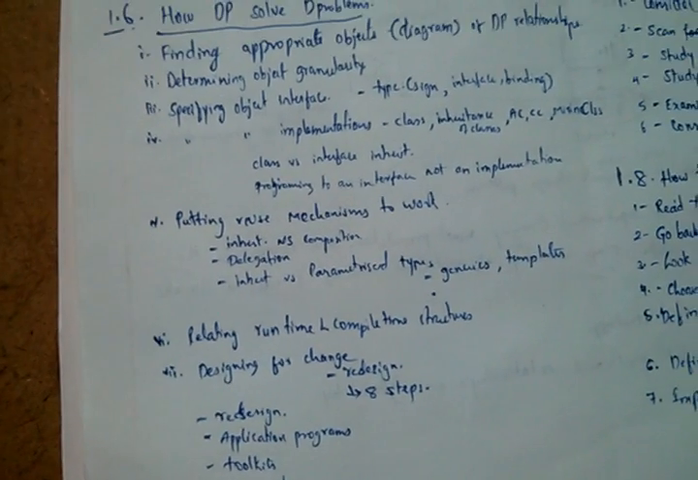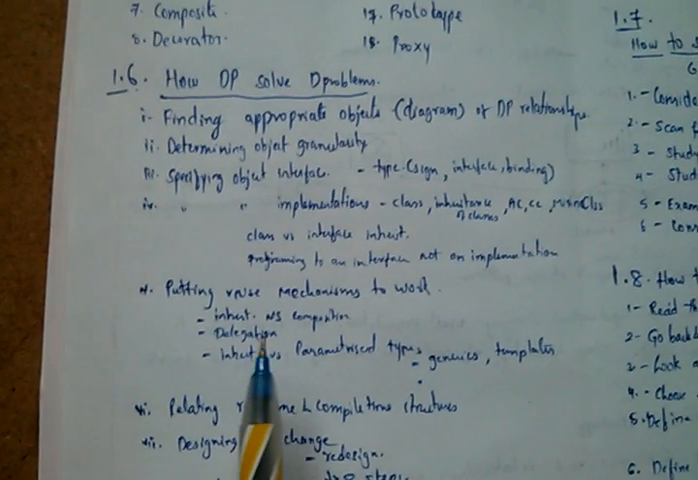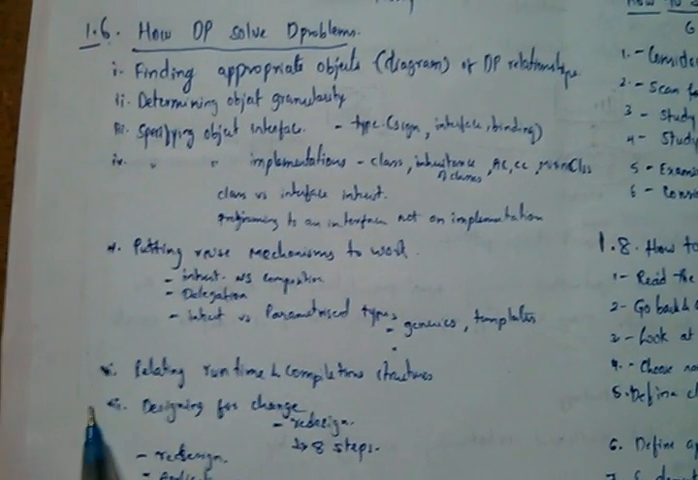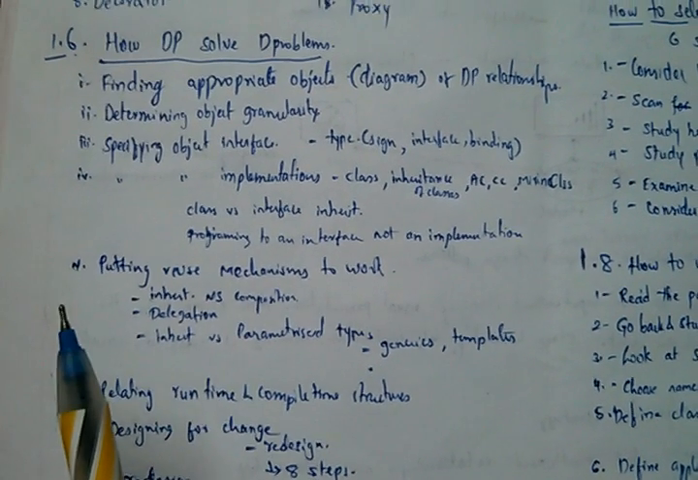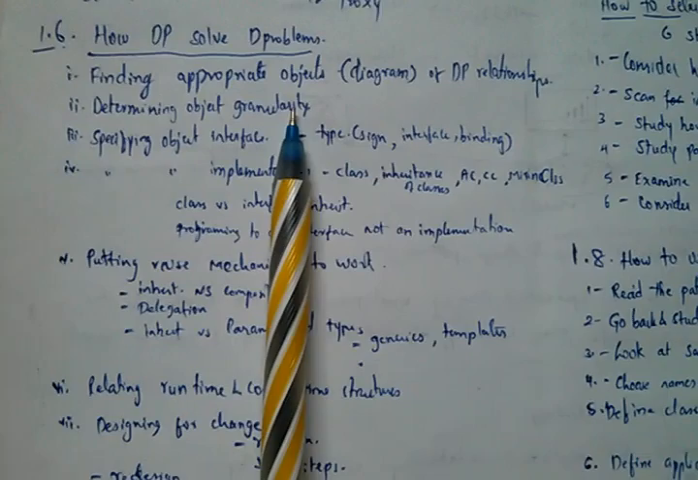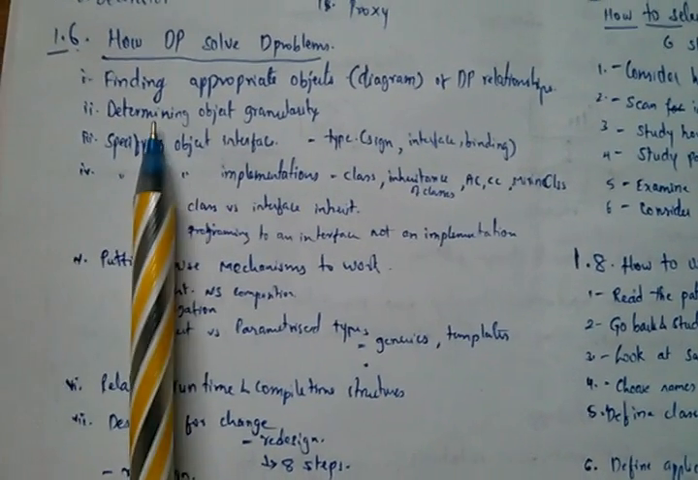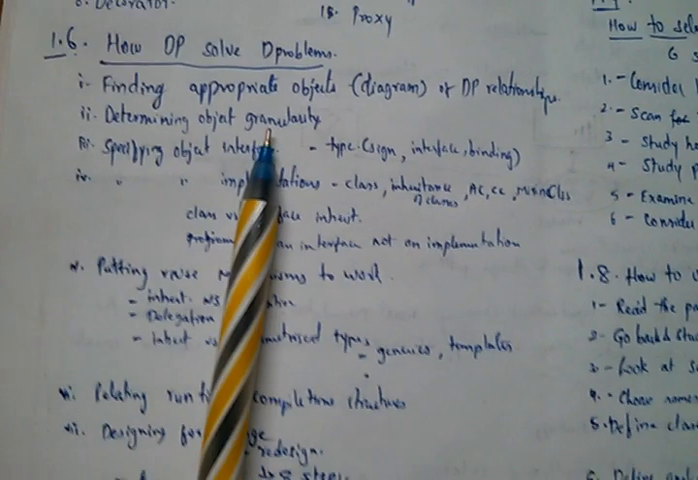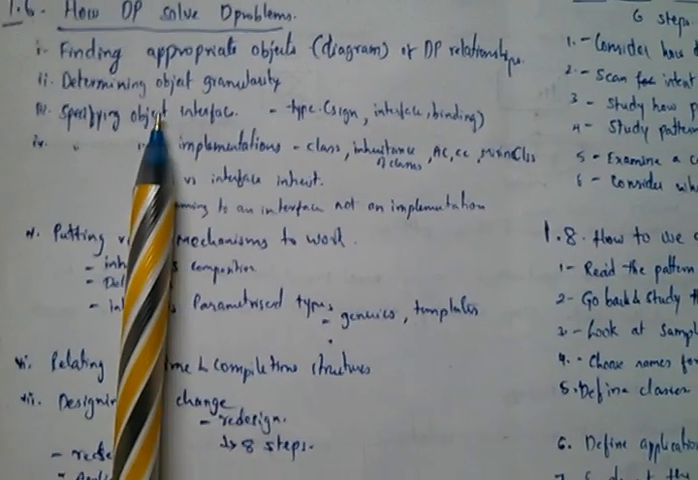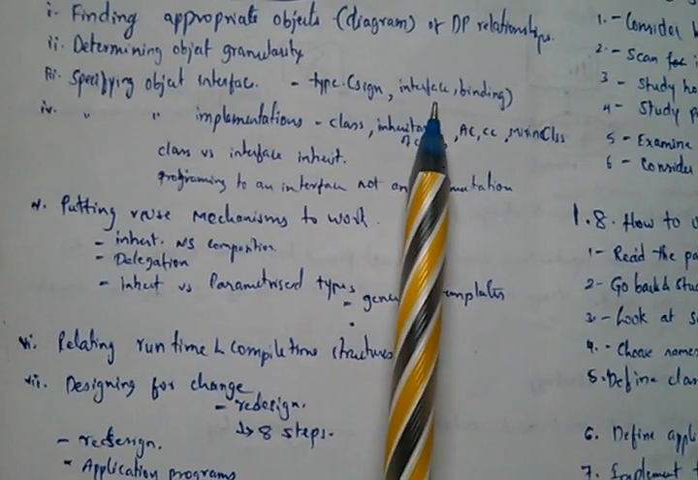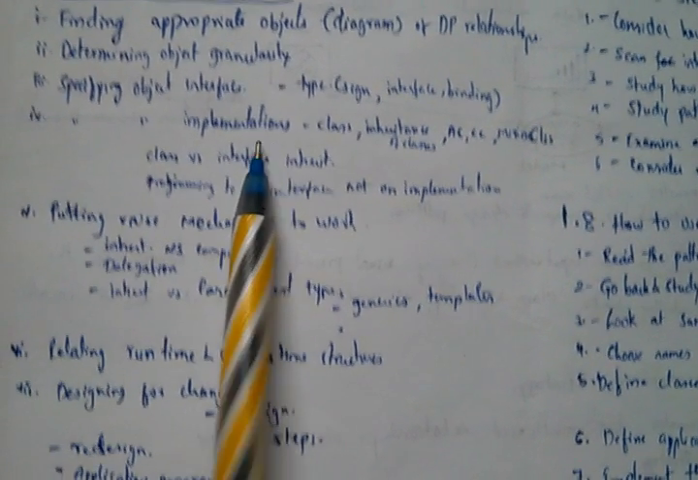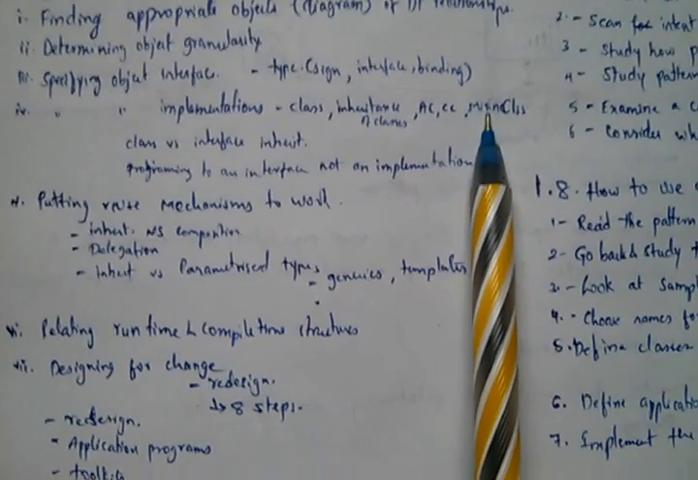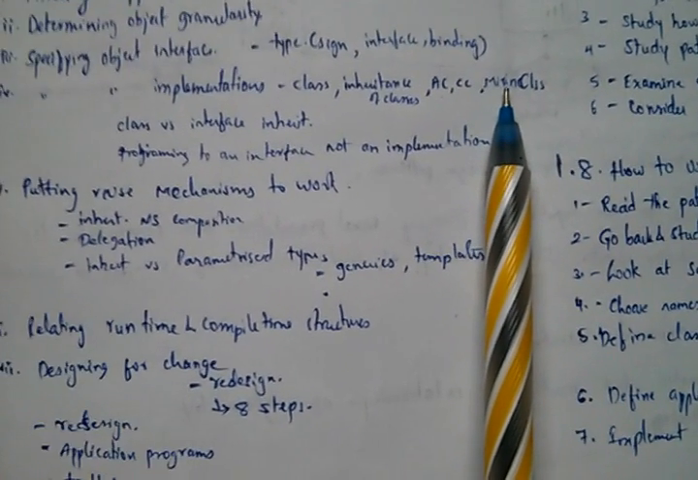Then how to select a design pattern. 1.6 is our topic in design patterns. There are probably 7 steps involved in it. You can see here the Roman numbers, 7 steps. First thing to solve with the design pattern is we have to find appropriate objects of the design pattern relationships. Next, determining object granularity. How an object will deal with the class should be determined. Specifying object interface, like type and interface binding. Specifying object implementation, how the classes and inheritance of classes, abstract classes, concrete classes, and mixin classes are implementing the class relationships with the objects.